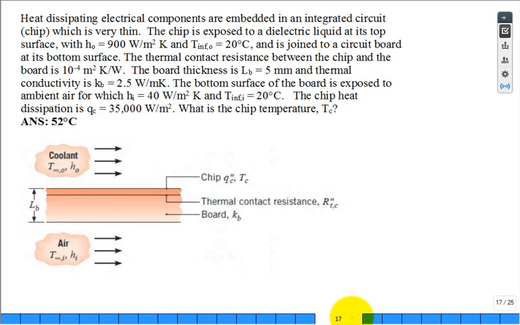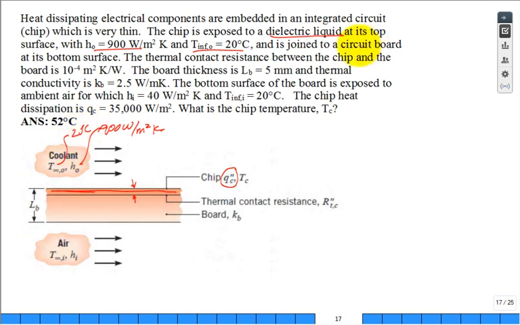All right. We have heat dissipating electric components embedded in an integrated circuit, the chip that's very thin. So this is my very thin chip. Now they've given it some dimension in here just to visualize it, but it's very thin. And in that chip, there's a q double prime, meaning per area of the chip, there's some heat source. You know, electronics are dissipating some heat. Okay. They have some fluid, some coolant. It's some dielectric liquid at the top, and it has a pretty good convection coefficient, 900 watts per meter squared Kelvin, and a temperature, I got the wrong symbol, there's your h naught, and a temperature of 20 degrees C.